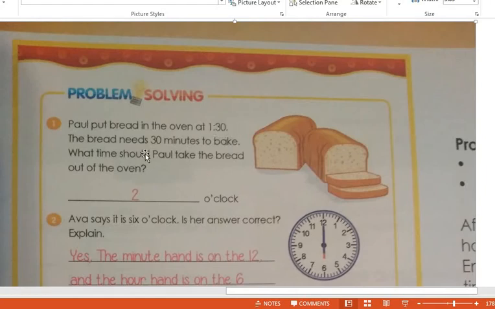1:30 plus 30. It means after 1:30 by 30 minutes, so it will be 30 plus 30, 60. What does it mean, miss?